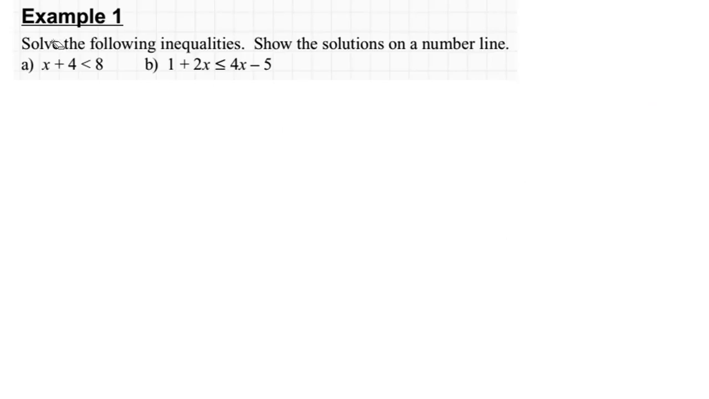Okay, example 1 says, solve the following inequalities and show the solutions on a number line. A says that x add 4 is less than 8. So what they're basically telling me is this, that the left-hand side must be less than the right-hand side. So whatever I make x to be, if I add 4 to it, the answer must be less than 8. So I can see that x can be 1 because 1 plus 4 is 5, which is less than 8.